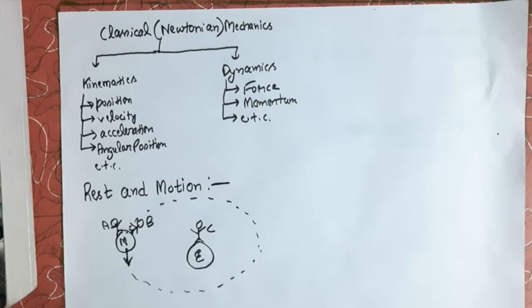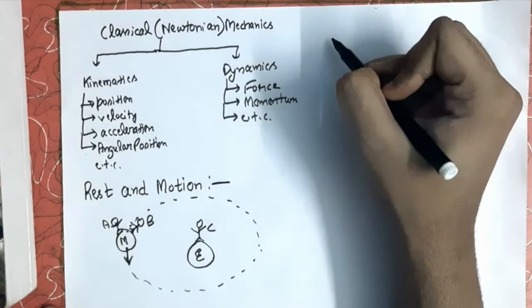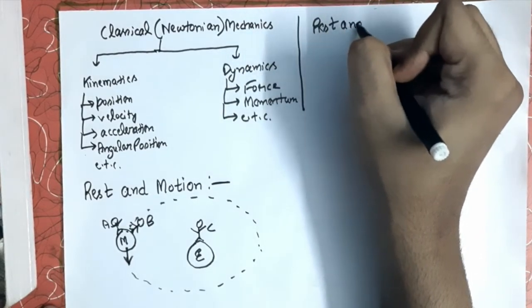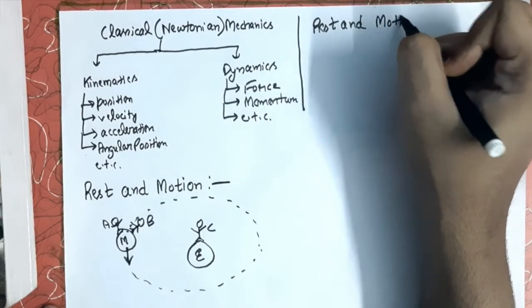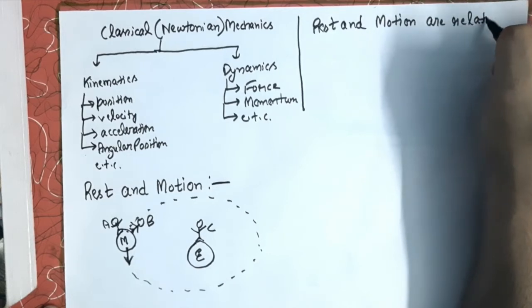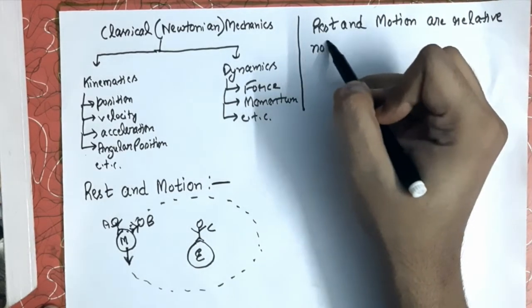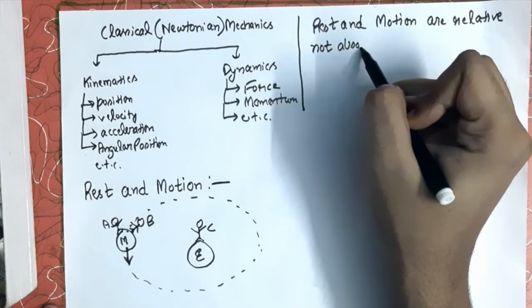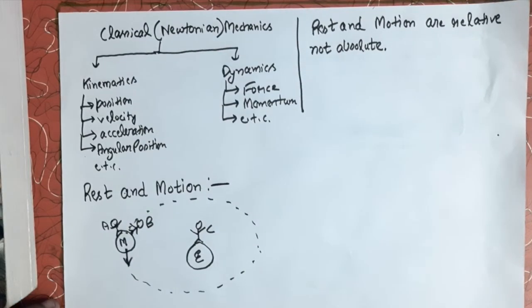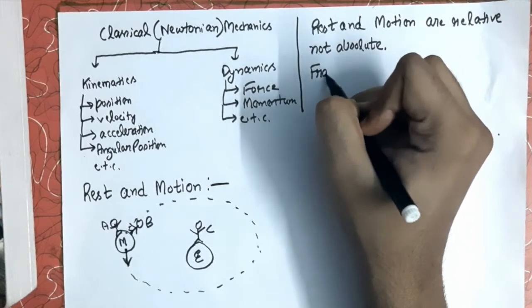So here we can easily see that rest and motion are relative concepts. They are not absolute. We can say that rest and motion are relative, not absolute. So here comes the concept of frame of reference.